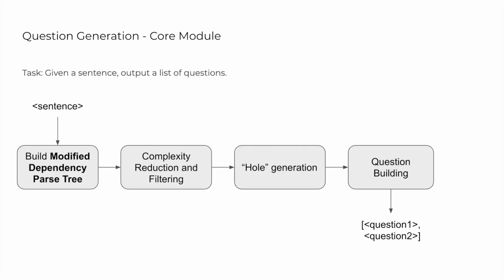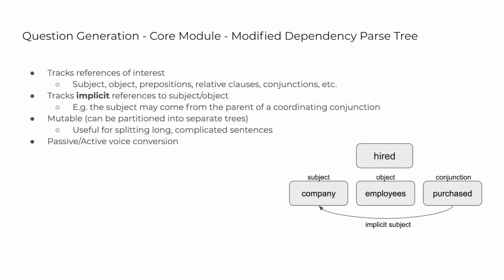We then generate questions from each sentence in a four-step process. We build a customized dependency parse tree, split apart long sentences, generate holes in the tree, and finally construct the question. The modified dependency parse tree is a mutable wrapper of Spacy's dependency tree that serves as an integral and novel aspect of this project.